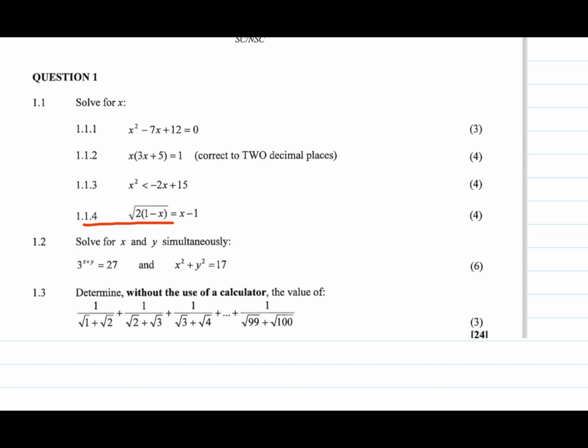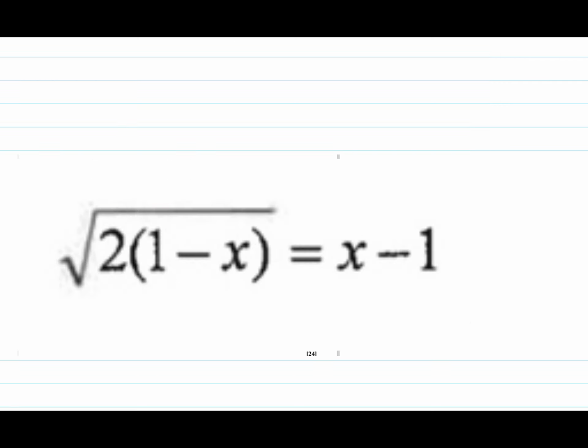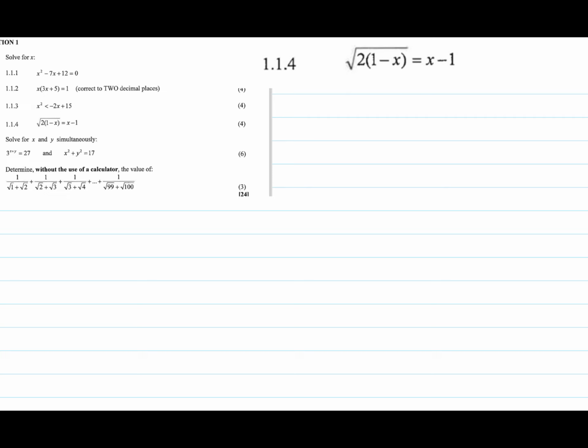So we're doing question 1.4. We're asked to solve this equation here, and we see that we have a square root. So what we'll do is square both sides of the equation to remove the square root.